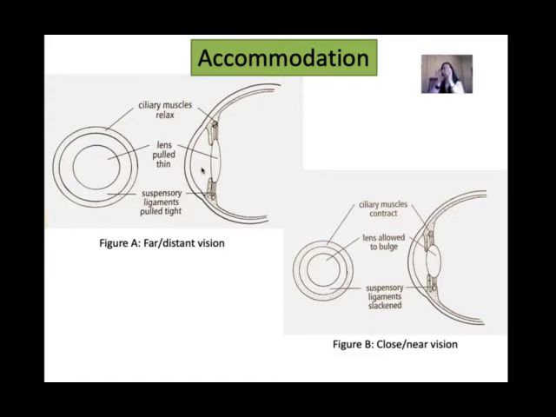Okay? So very little bending of light is necessary for an image to appear on the yellow spot of our retina. That is in far or distant vision. But in close vision, what happens? The lens becomes more convex, more rounded. And then the more rounded the lens is, the more refraction or bending of light is going to occur for us to finally get that image appearing on the yellow spot of our retina.